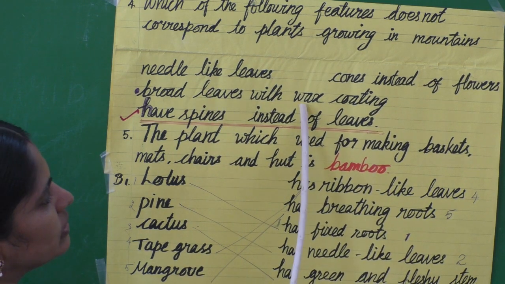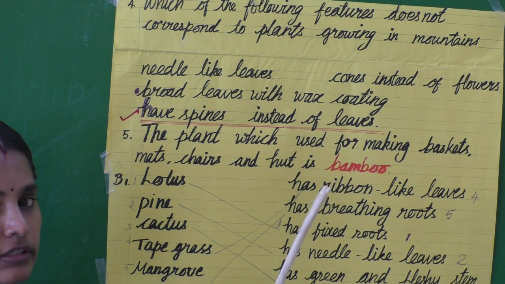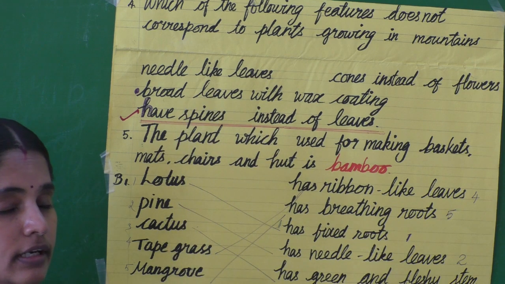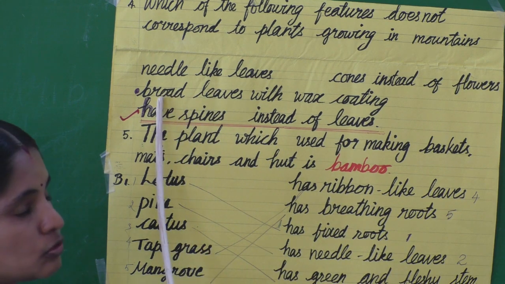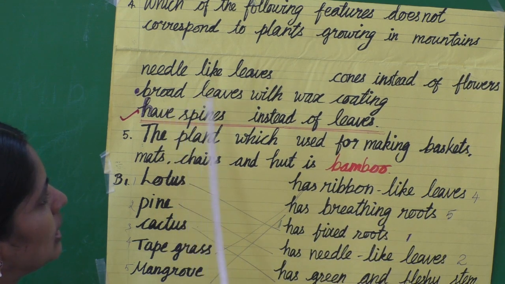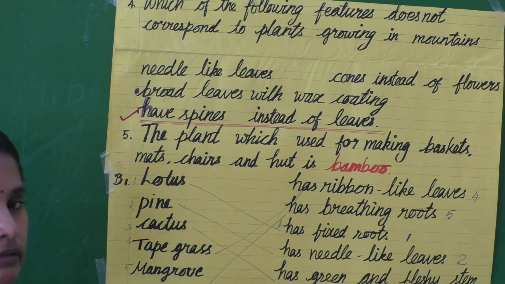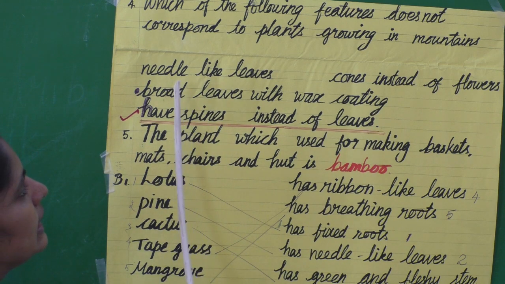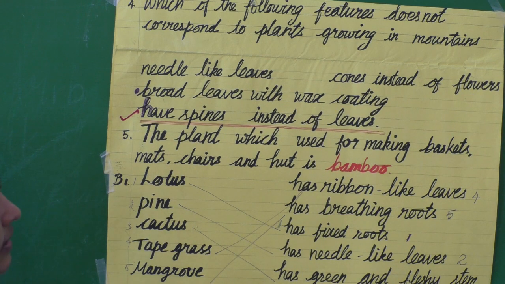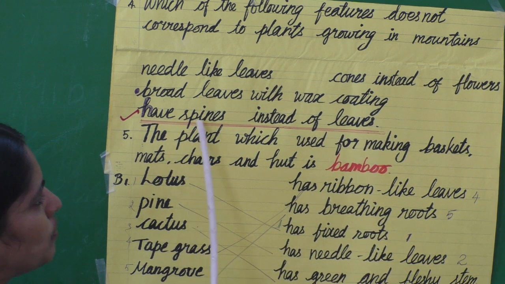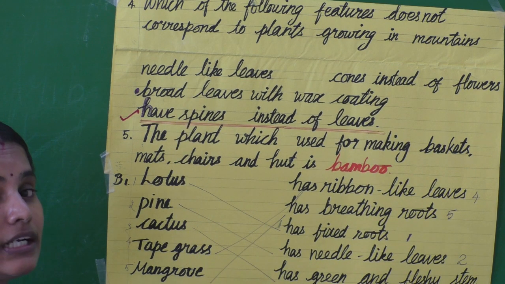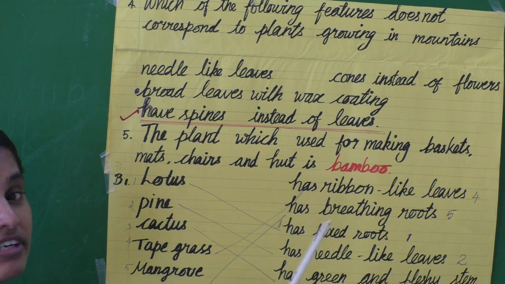Broad leaves with wax coating, like a waxy layer, so that water from snowfall and rainfall easily slips off. So it has wax coating. Broad leaves with wax coating are a mountain tree character, needle-like leaves are also a mountain tree character, cones instead of flowers are also a mountain tree character. But the last one, spines instead of leaves, is the character of desert plants.